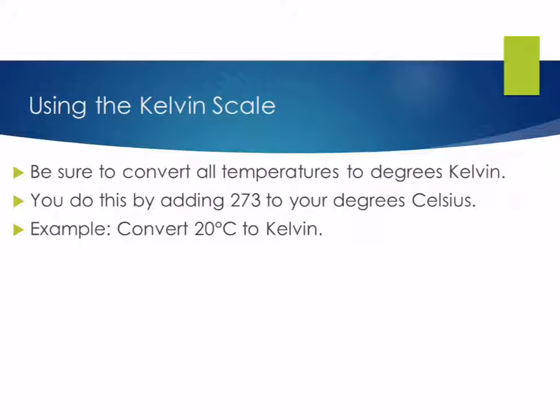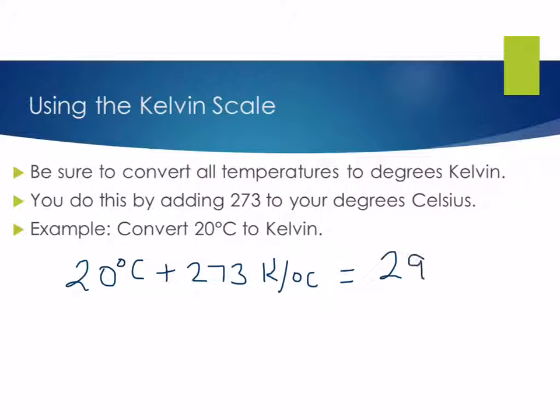So in our example here, we're going to convert 20 degrees Celsius to Kelvin. So we're going to do 20 degrees Celsius plus 273, and the units would be kelvins per degree Celsius. We don't usually write that. We usually just write down our answer, which would be 293 Kelvin. So let's make sure that we are always converting our temperatures to degrees Kelvin.